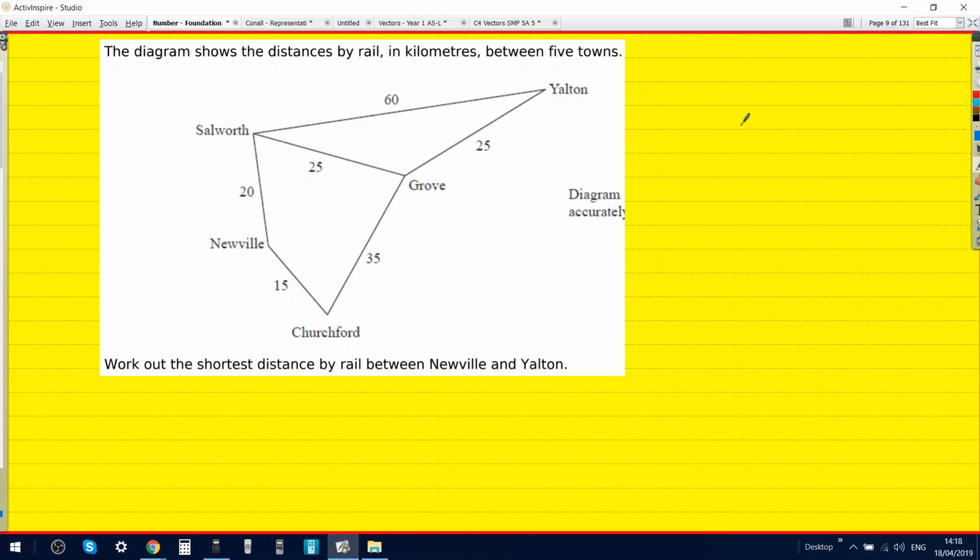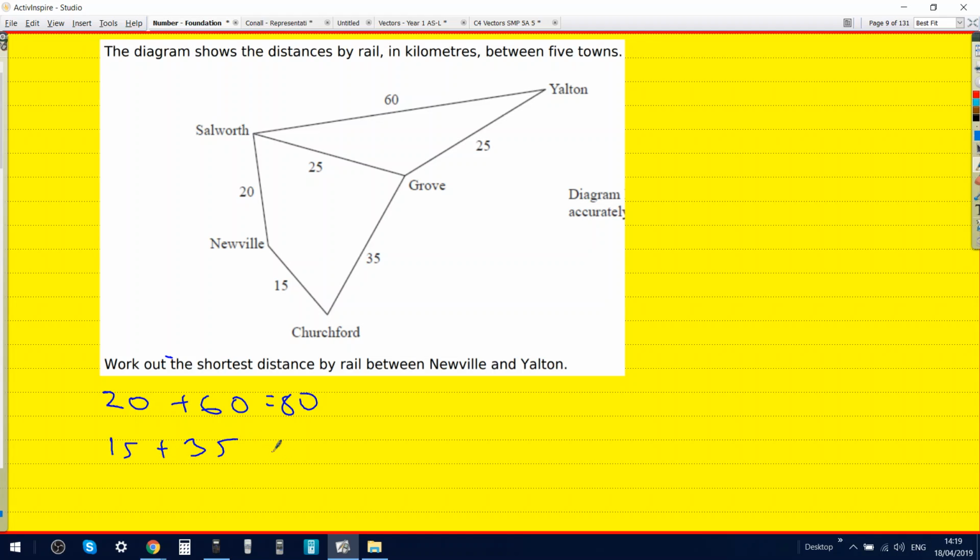Shortest distance. So if I could go from Newville to Southworth, which is 20 kilometers, then 20 plus 60 is 80. Or what's the other alternative? I could go from Newville to Churches, 15 plus 35.